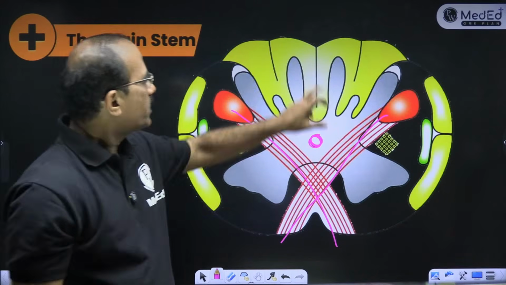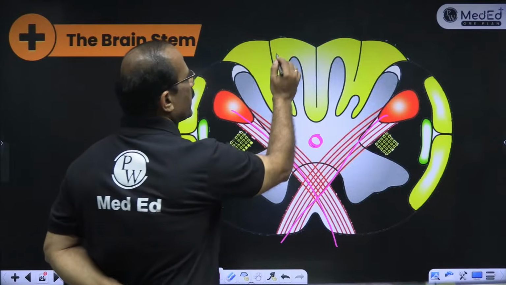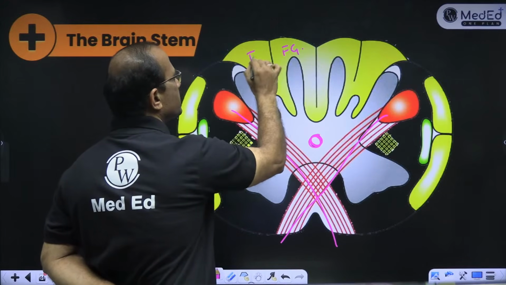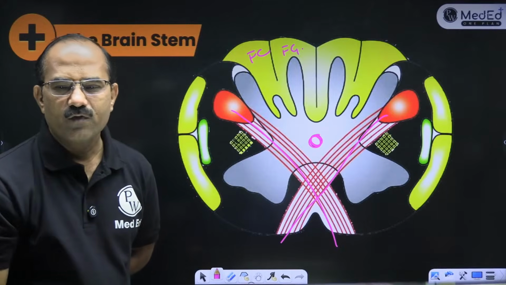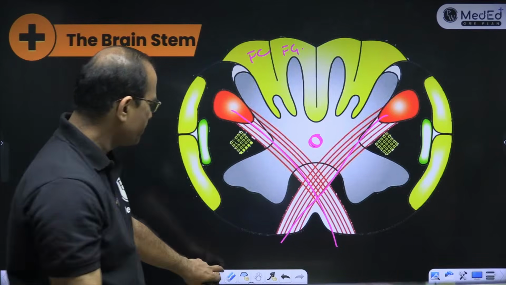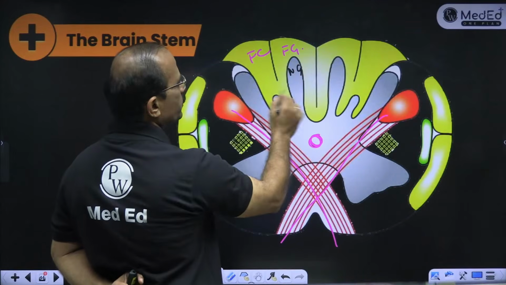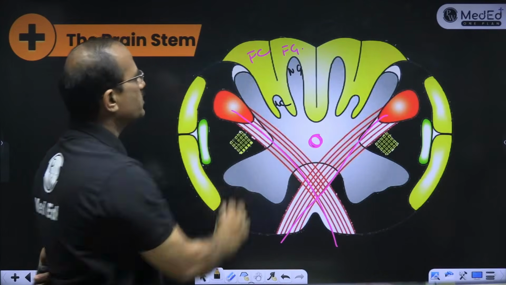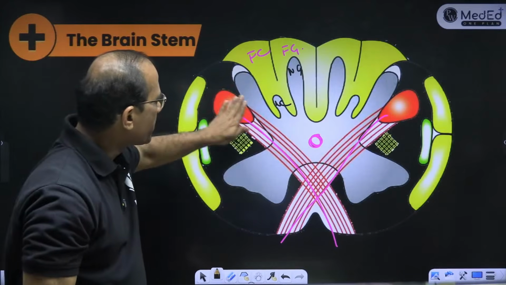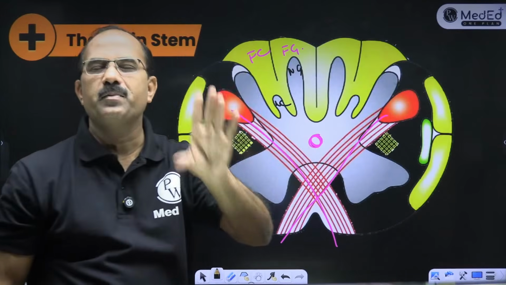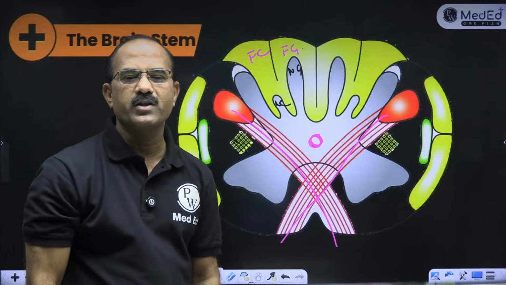Fine. What is this? This is the fasciculus gracilis and this is the fasciculus cuneatus. अब ये कौन है? What is this? This is the nucleus gracilis and that's the nucleus cuneatus. This is the spinal nucleus and tract of trigeminal nerve.